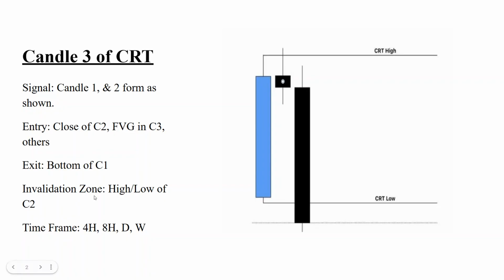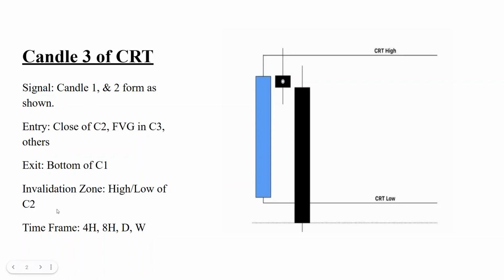The invalidation zone, in other words, when do you know that this trade is no longer good? If price goes above the high of candle 2, where my mouse is right here, this is candle 2, that's when the structure breaks down and you should stop trading. Okay, if you keep trading when price goes above candle 2, you're not doing candle range theory, you're freestyling. So good luck with that.